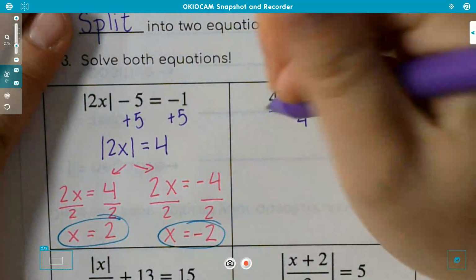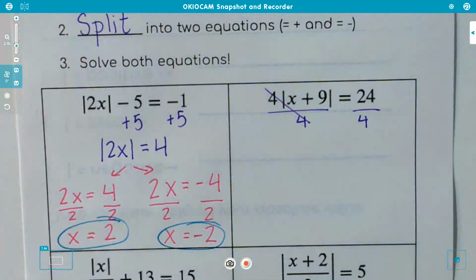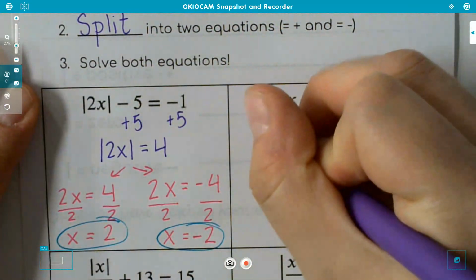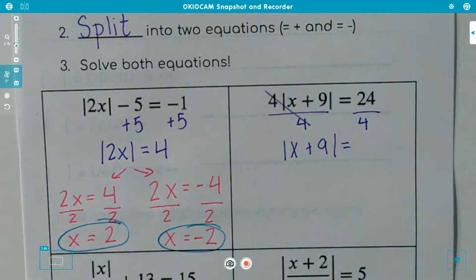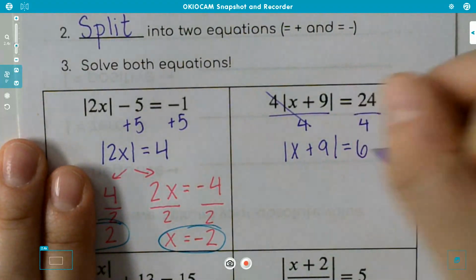This 4 over 4 cancels. So we have the absolute value of x plus 9, and that is equal to 24 divided by 4, which is 6.